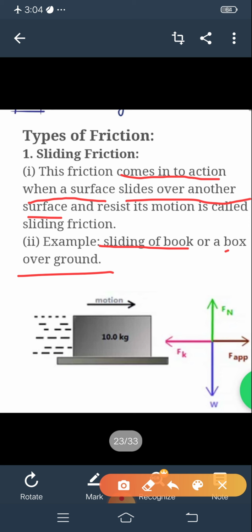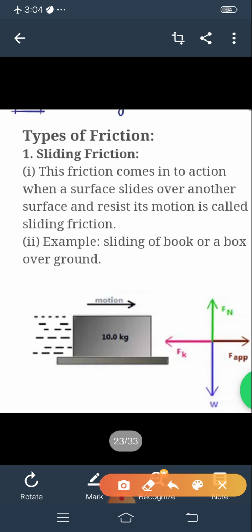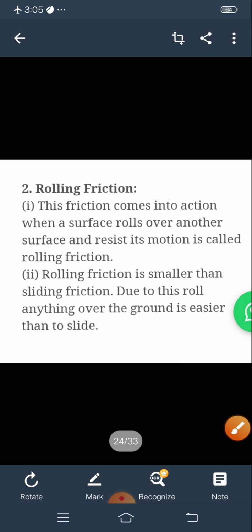Observe this diagram. Just you have to observe here. We have to slide this. Slide this side, and as you know, if you slide this side, the friction is on the opposite side. Okay. Next one, that is rolling friction.